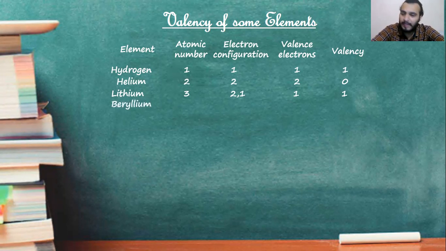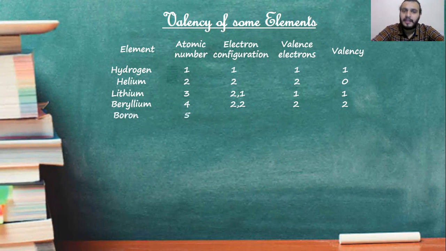Similarly, beryllium, atomic number 4, electronic configuration 2, 2, valence electrons 2, that is electrons in the outermost shell. Here, again similar to lithium, beryllium also donates 2 electrons rather than accepting 6 electrons. So by donating 2 electrons, beryllium also becomes stable, hence valency of beryllium is 2.